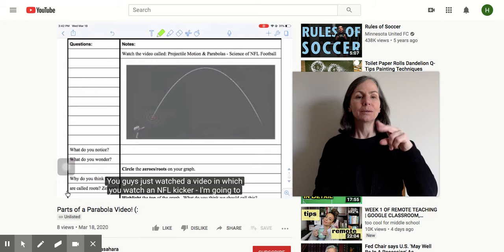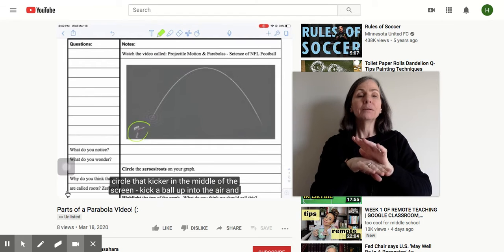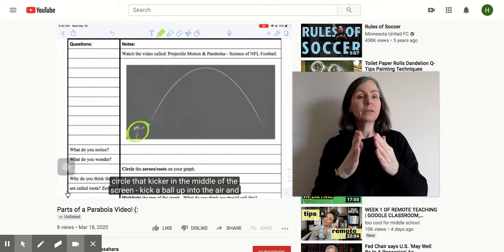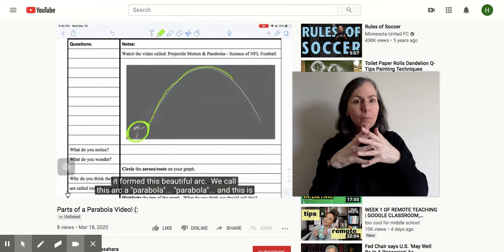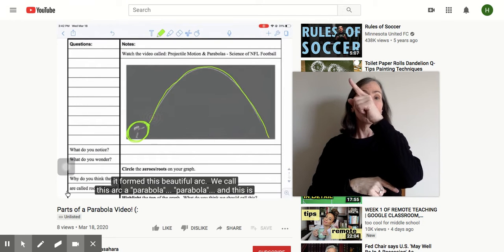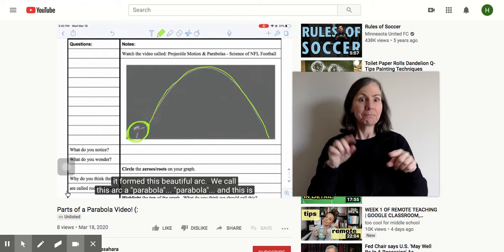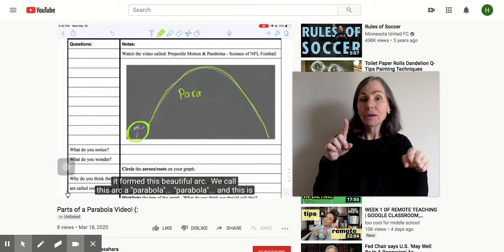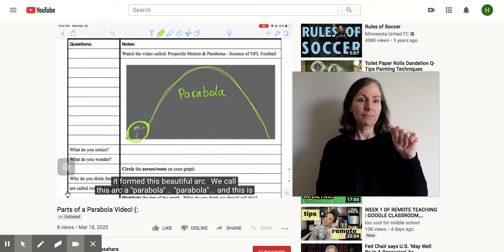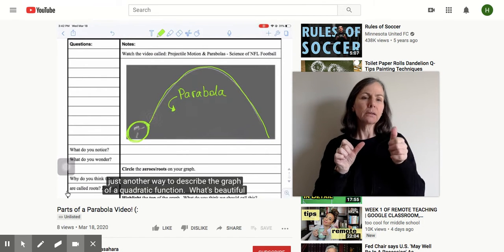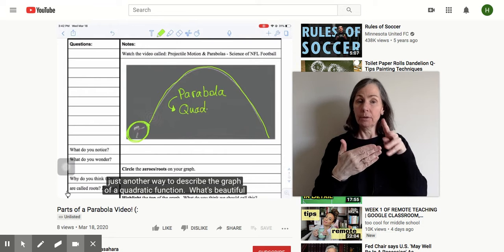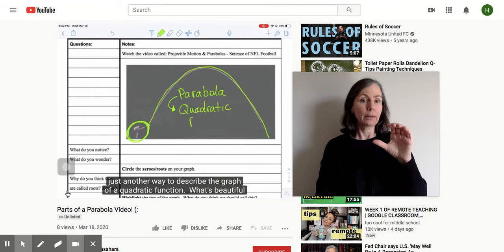You guys just watched a video in which you watch an NFL kicker. I'm going to circle that kicker in the middle of the screen. Kick a ball up into the air, and it formed this beautiful arc. We call this arc a parabola. And this is just another way to describe the graph of a quadratic function.